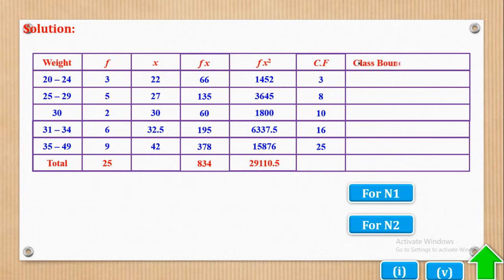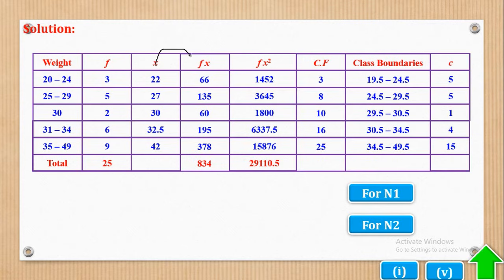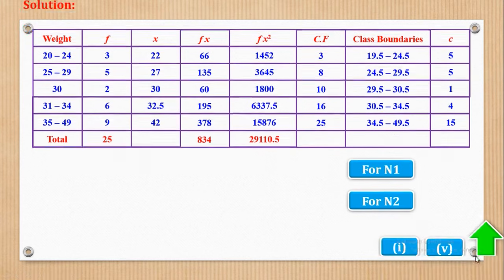So now next will be class boundaries. So class boundaries, we shall have this, then this, then that, then this, this. The next will be the class width. We shall have 5, 5, 1, 4, 15. So I believe by now you know how to get all these parameters, the x, fx, fx squared, cf, class boundaries, and c. So now that we have tabulated, we can go ahead and answer the questions.